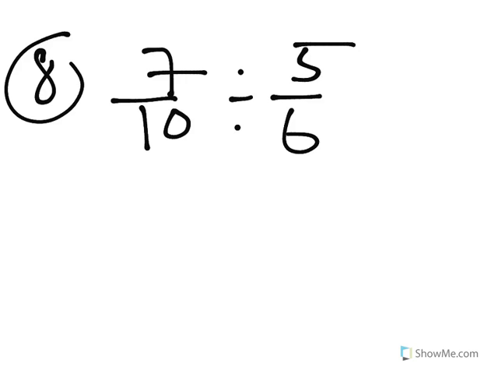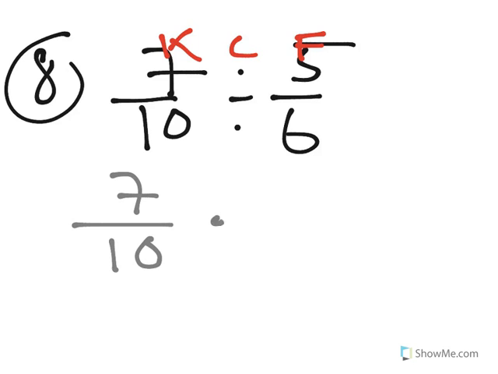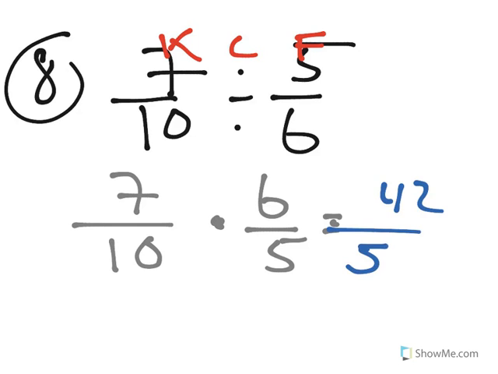Number 8, I'm dividing fractions. Remember your KCF. Keep, change, flip. So I'm going to keep my first fraction, change division to multiplication, and flip the second fraction. Now, I like to simplify first. Most of you guys don't, so I won't. I'm just going to multiply. 7 times 6 is 42. 10 times 5 is 50. I'm going to have to simplify it.